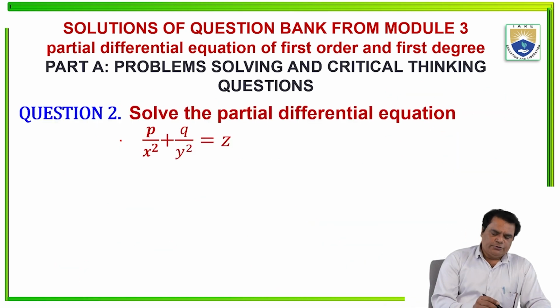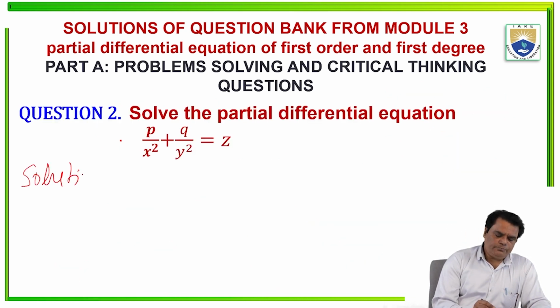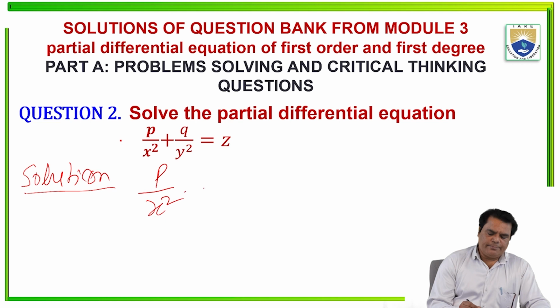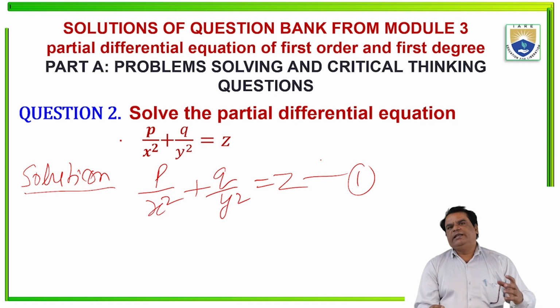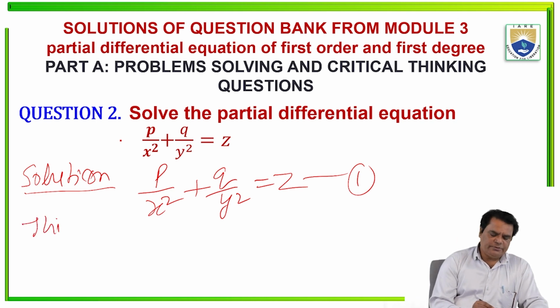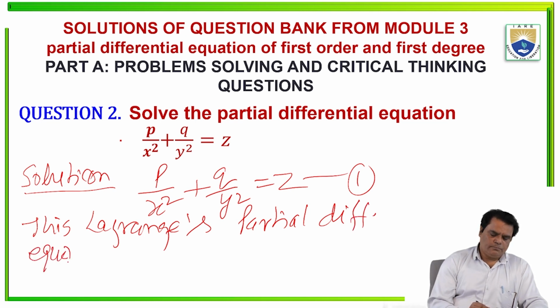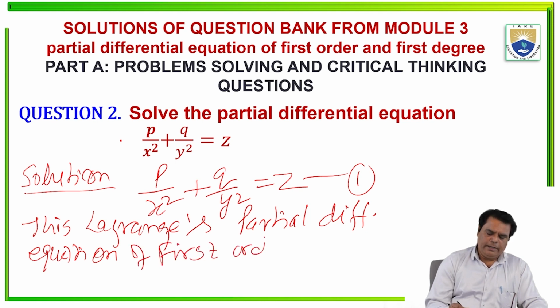Next question, solution 2. Here p upon x squared plus q upon y squared equal to z. This is equation 1. This is Lagrange's partial differential equation of first order and first degree.